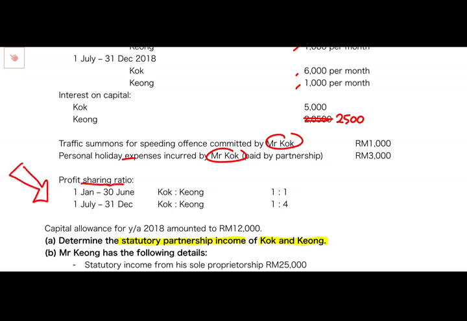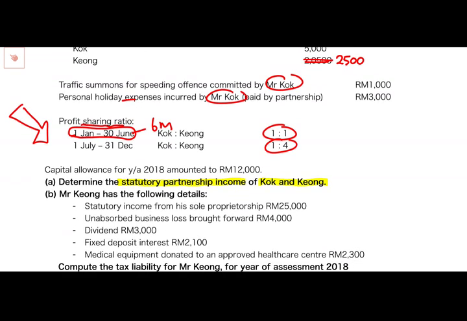The ratio was initially 1:1. And that ratio 1:1 is actually meant for how long? 6 months. Then later on the ratio changed to 1:4. Then they give you the capital allowance. Now let's just do this part.